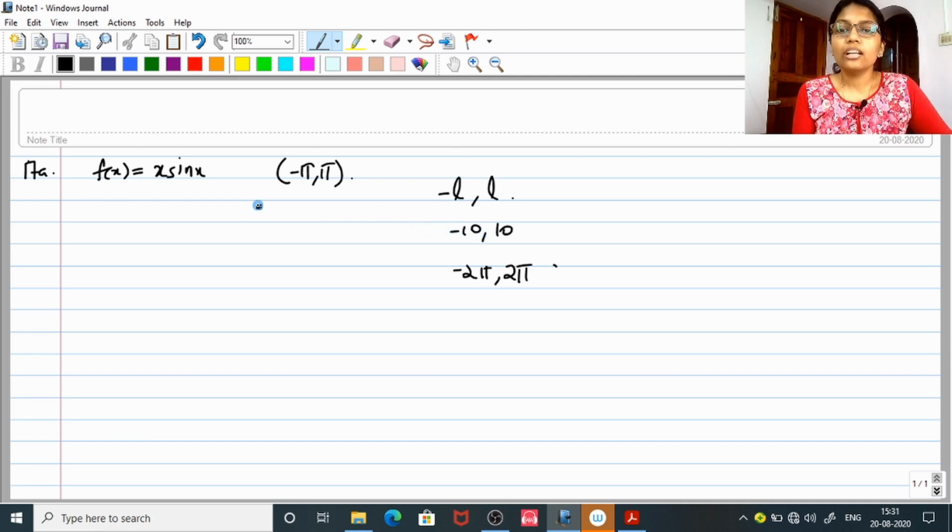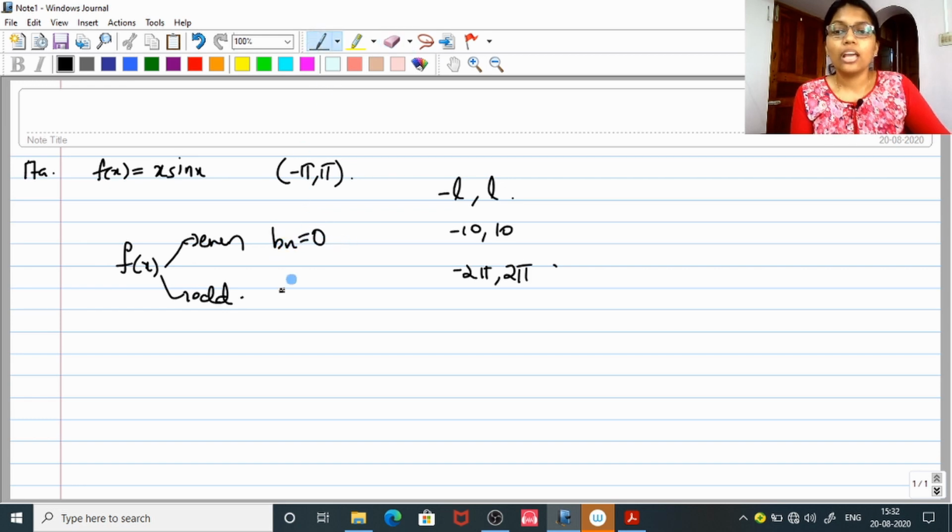Okay, so here you can just check the type of function. If such ranges are given, you have to check the type of function. What type of function is f of x, whether it is an even function or an odd function. Why we are looking for this is, if it is an even function, we can directly write bn equal to 0, and if it is an odd function, you can write a naught equal to 0 and an equal to 0. Okay, that's it. Now how to identify if a given function is an odd function or an even function.